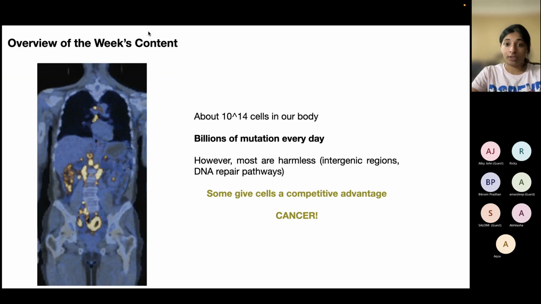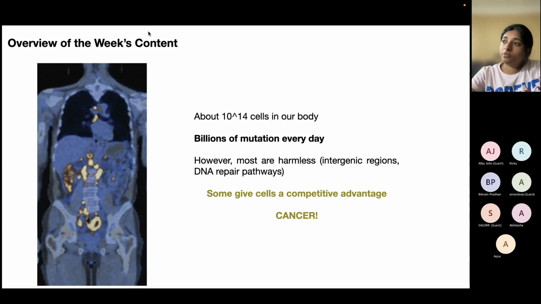So there are about 10 to the power 14 cells in our body. And even if you consider the number of mutations that occur every day, there are more than a billion mutations that will occur in your body on a daily basis. Now, if all of them had to develop into cancer, none of us would be here today. But most of these mutations are harmless.